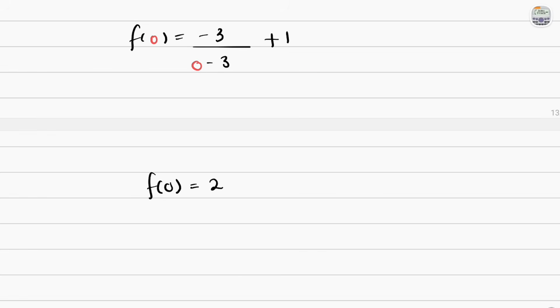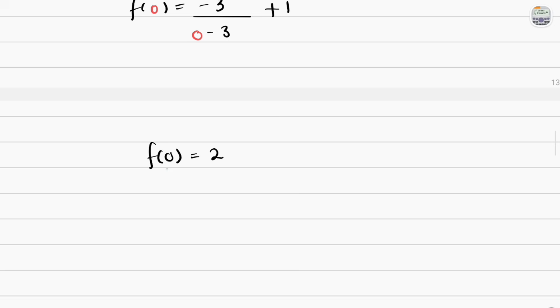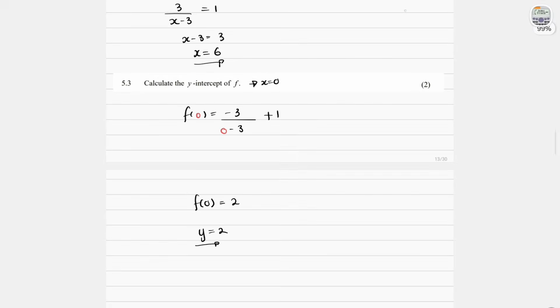So there we go. f of 0 is equal to 2, and that is our y-intercept. Okay, so y equals 2 is the y-intercept. Moving on to the next question.